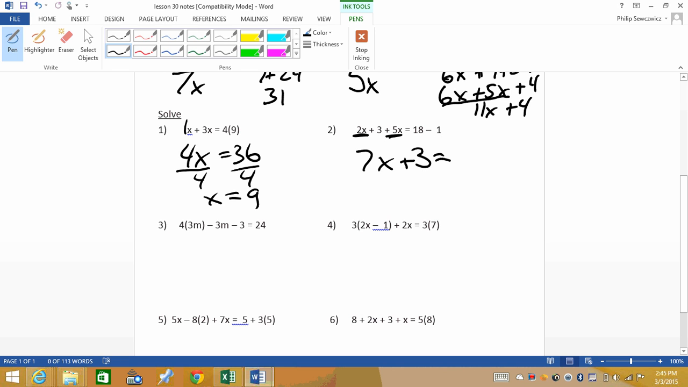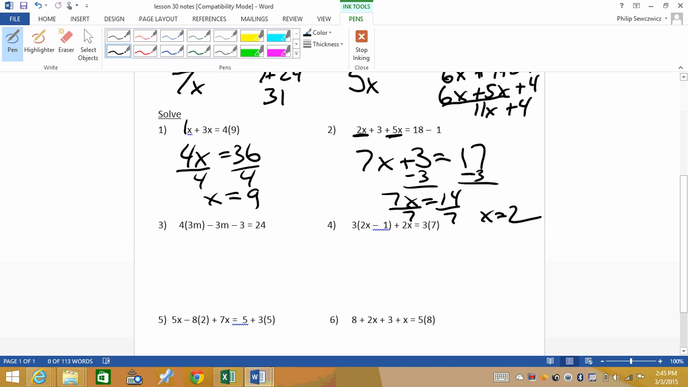I can do 18 minus 1 though, and I can get 17. Now we notice it's one of our two-step equations. So undo adding 3, we shall subtract 3 from both sides. So I've got 7x equals 14. To undo multiplication, I will do division, so I'll divide both sides by 7, get an answer of x equals 2.